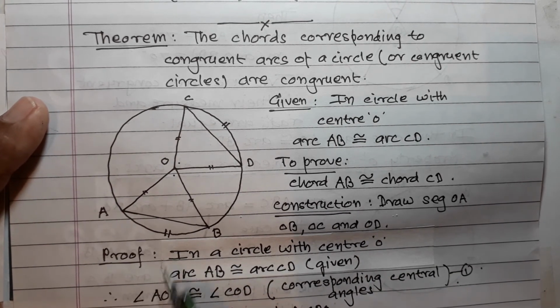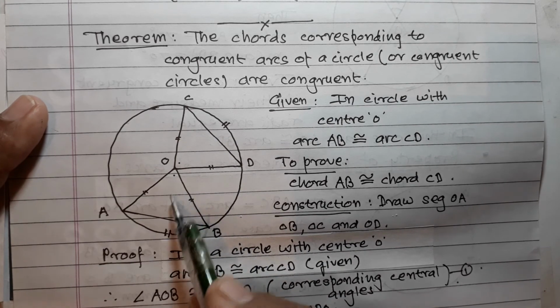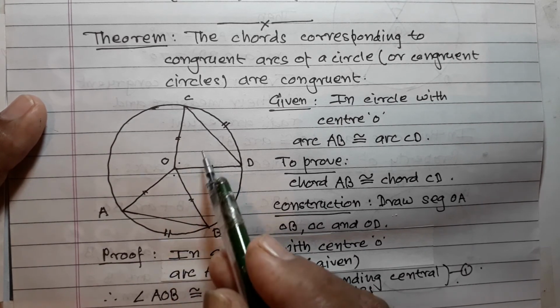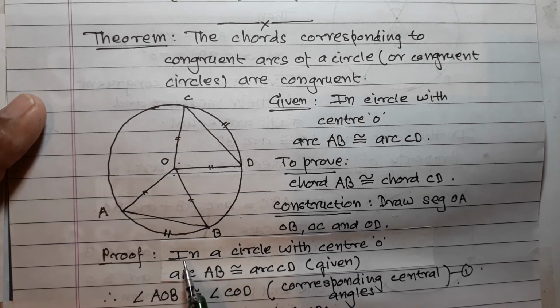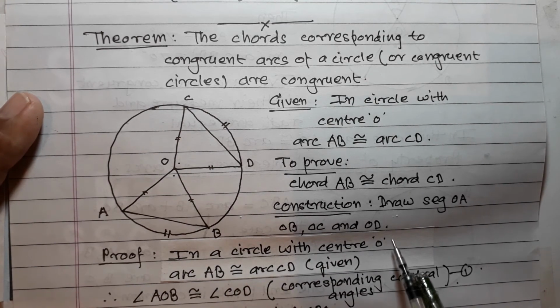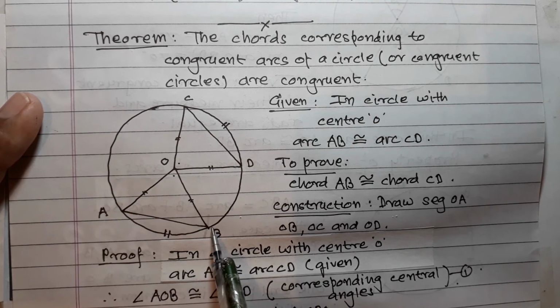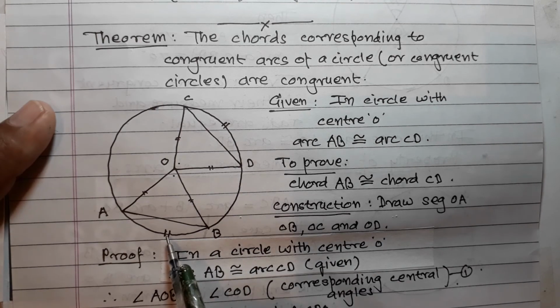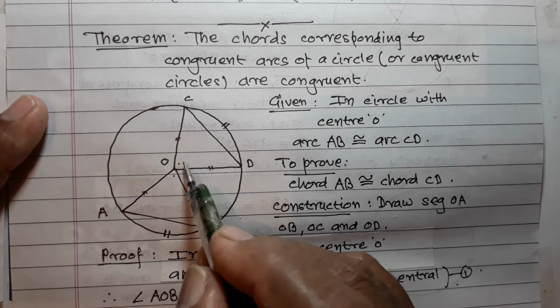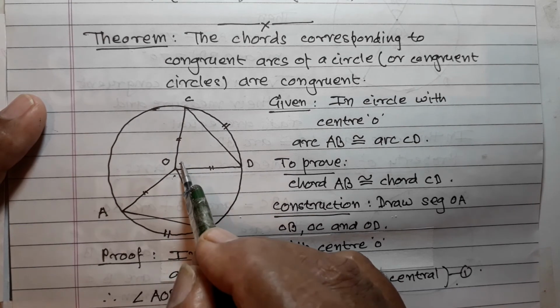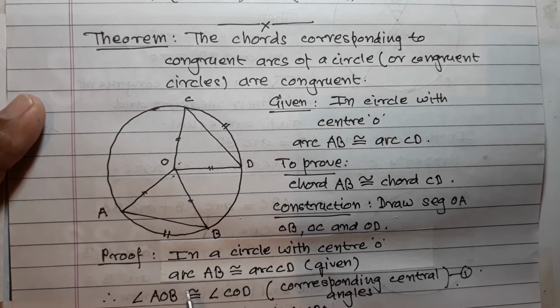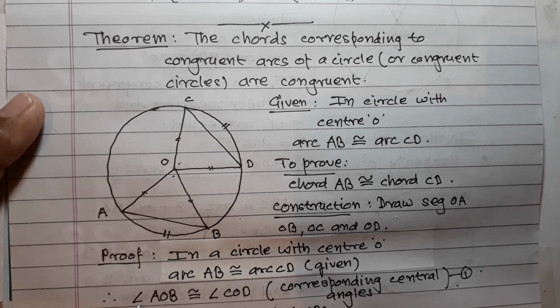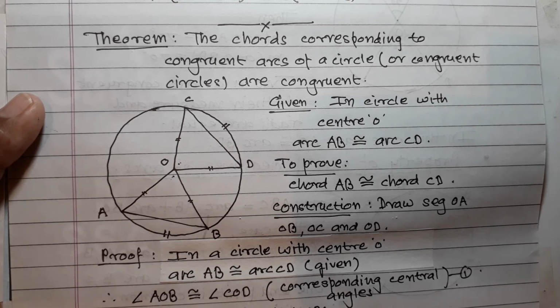Construction: draw OA, OB, OC, OD, or you join the radii. Proof: the same type of proof is there but the congruency test of these two triangles is different. Proof: in a circle with center O, arc AB is equal to arc CD, given, and therefore corresponding central angles are equal. So this angle and this angle are equal. So arc AB is congruent to arc CD, given, and therefore angle AOB is congruent to angle COD, corresponding central angles.